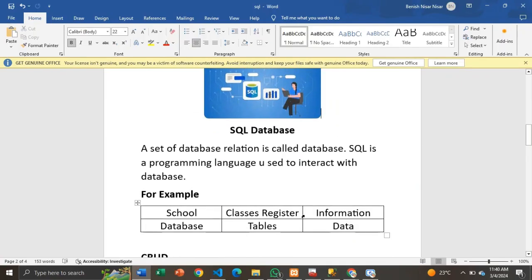We want to study SQL. What is SQL? SQL stands for Structured Query Language. Where our data is stored and saved is called a database. The database is our information, the knowledge that we have.